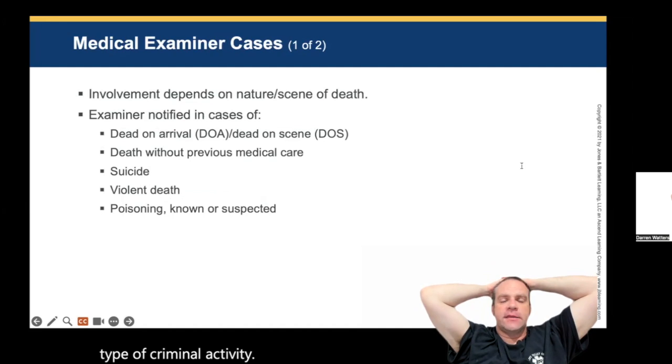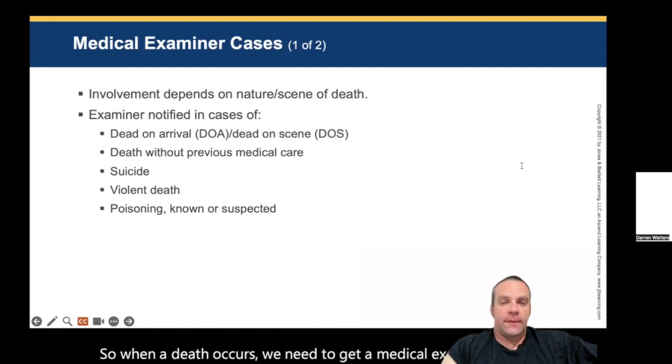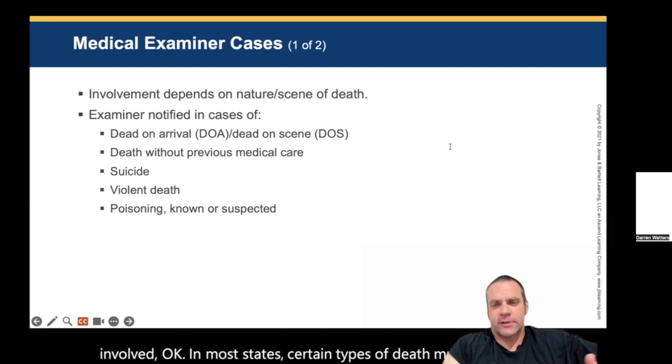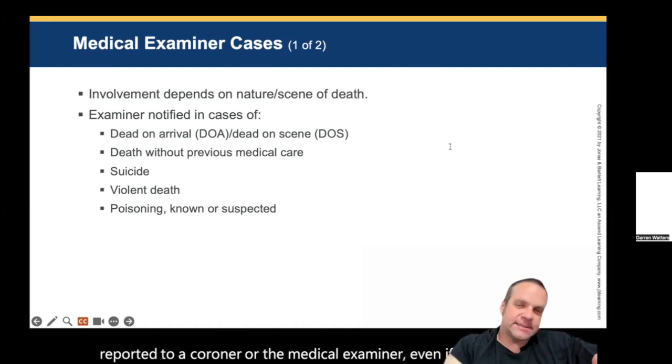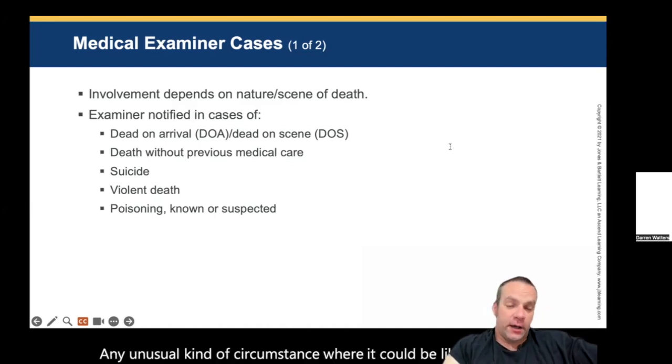When a death occurs, we need to get a medical examiner involved. In most states, certain types of death must be reported to a coroner or the medical examiner, even if EMS wasn't the primary care provider. These situations usually involve trauma, violence, or any unusual circumstance where it could be a criminal situation. So here are some examples.